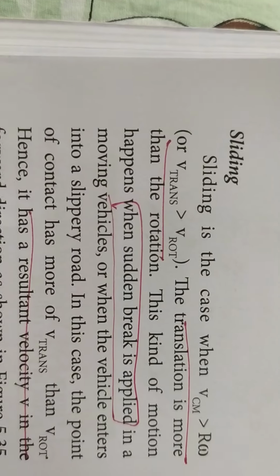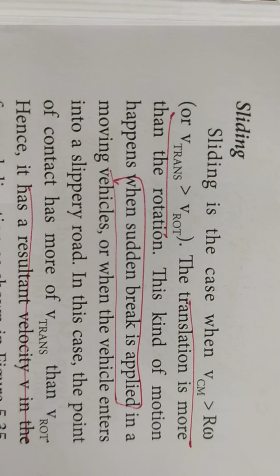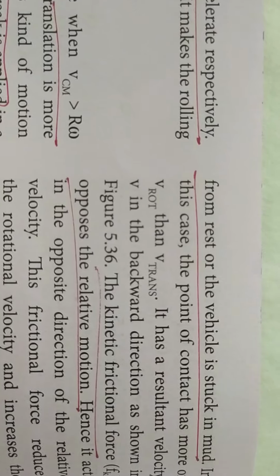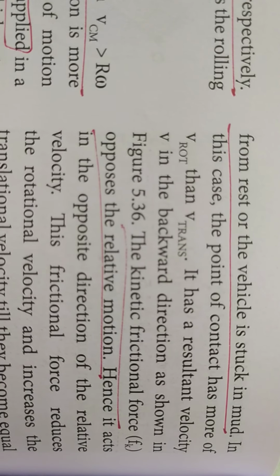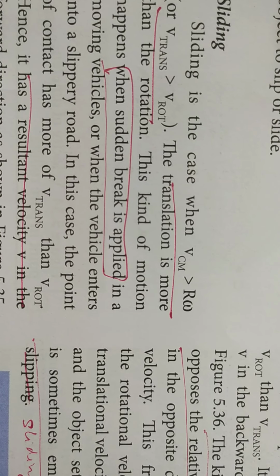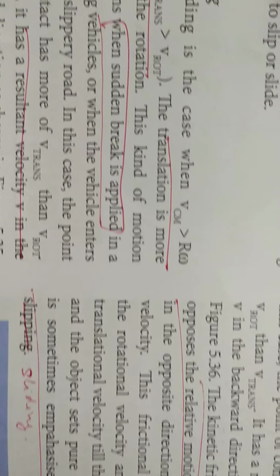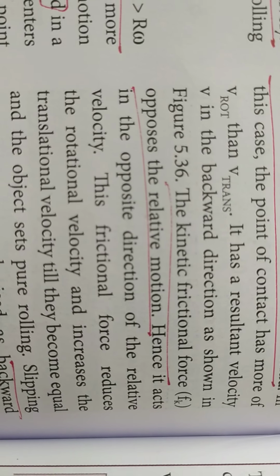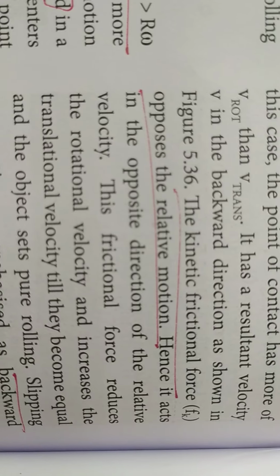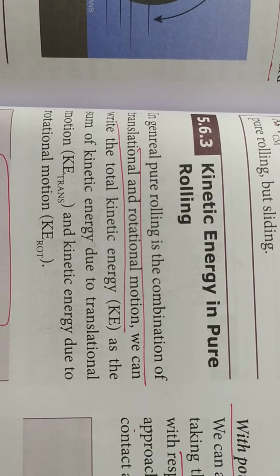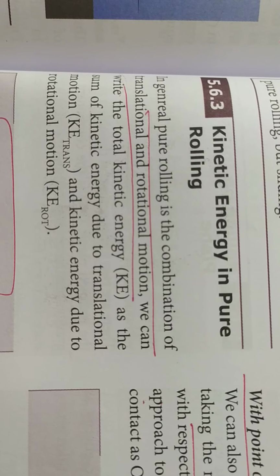For sliding, you can take the sudden brake example, and for slipping, you can take the example of a vehicle stuck in mud. So in the first case, V trans is greater than V rotation, whereas in the second case, V rotation is greater than V trans, and you have to write the equations according to that. Next we are going to see kinetic energy in pure rolling.